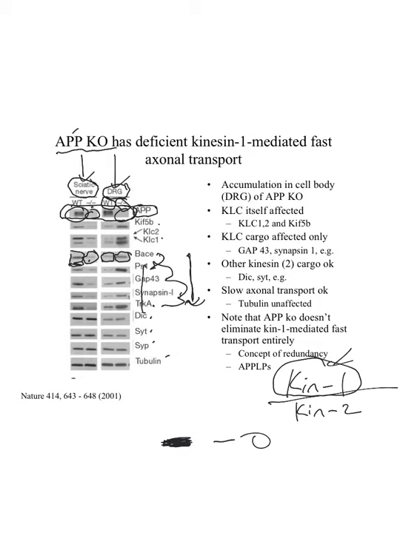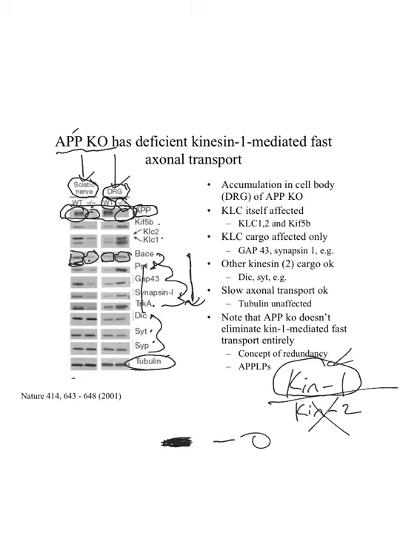What about kinesin 2? They looked at 3 different cargo known to be carried by kinesin 2, and you can see that the pattern of data between the knockout and the wild type is the same. There's no difference. So therefore, APP doesn't seem to be playing a role in the transport of kinesin 2 material. They also looked at tubulin as a control. Tubulin is, remember, the monomer that's used to make the microtubule polymers. And tubulin is also unaffected by APP knockout.